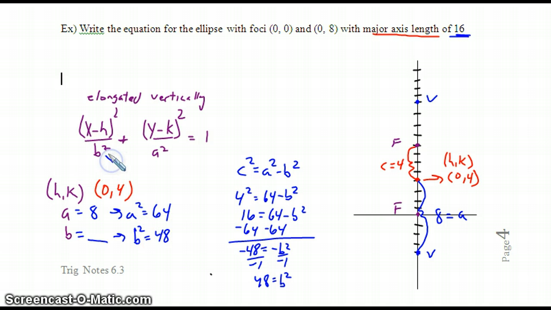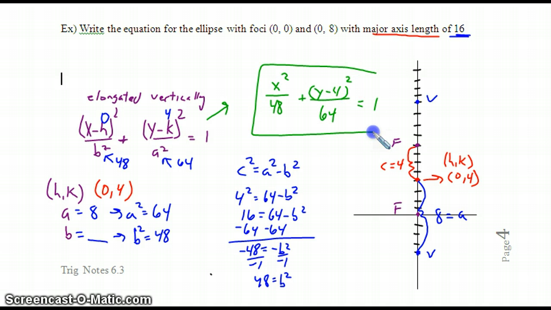So let's put a 48 in here. Let's put a 64 in here. Let's put a 0 in for the h and a 4 in for the k. That would leave me with my final answer of x minus 0 squared, which is just x squared, over 48, plus y minus 4 squared over 64, which has to equal 1. So that would be my equation for this ellipse that is elongated vertically with a major axis of 16 and foci at 0, 0, and 0, 8.